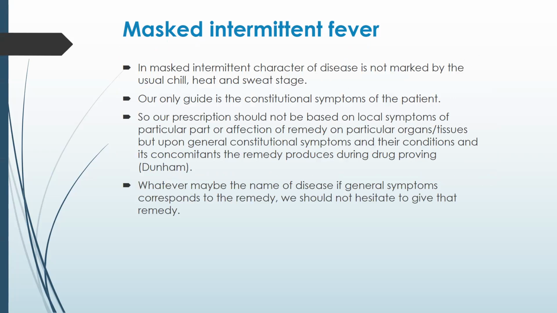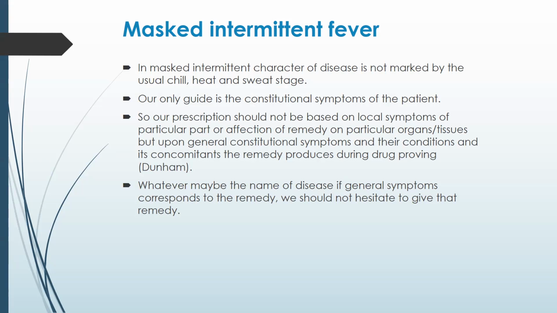So in cases of masked intermittent fever. So what are masked intermittent fevers? Those are fevers where you do not get the usual chill, heat, and sweat stages. So these are the cases which I see in most of my practice, where you don't get the exact paroxysms of chill, heat, and sweat. So they are all masked because they have already been treated with antipyretics, antibiotics. They have already been suppressed.